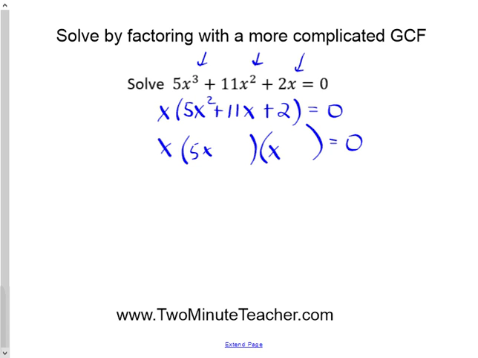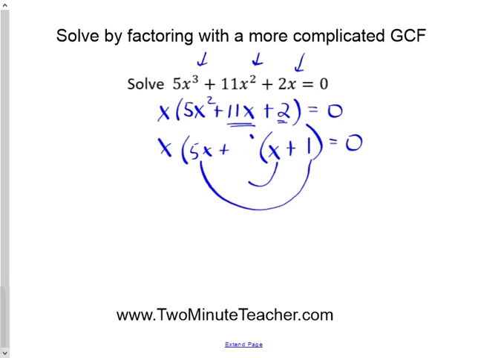5x and x makes your 5x squared. And then you've got to think, well, how can I make a 2 with two numbers? Well, it's got to be a 1 and a 2. And there's only pluses in this equation, so I can assume that these are plus. Now I've got to check myself and make sure I didn't goof it up, which I did. That's 5x, that's 2x, that makes 7x. It's supposed to make 11x.